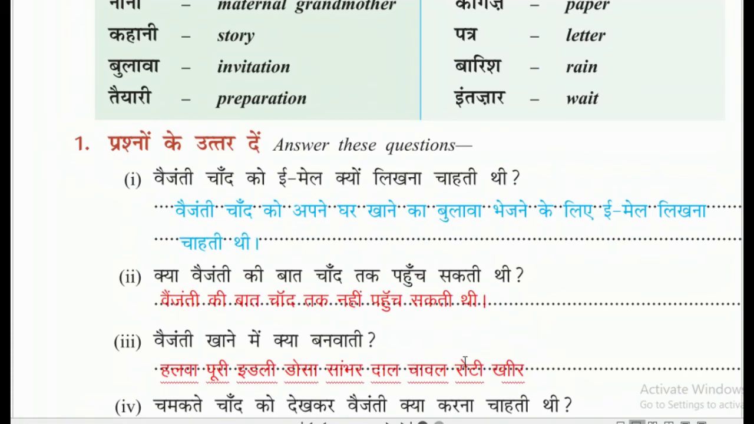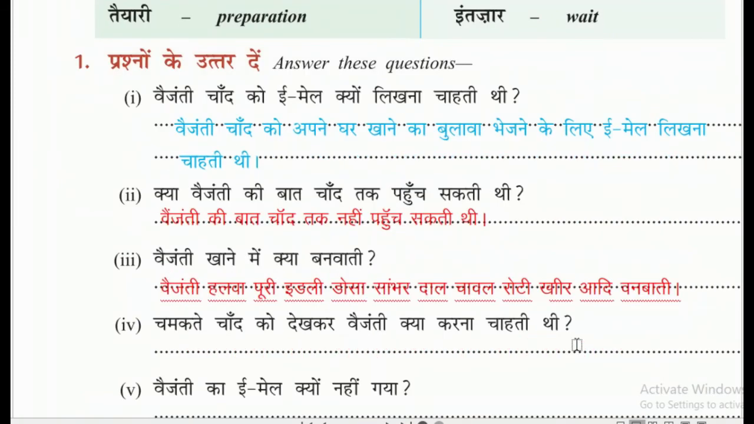So these things you see are prepared for lunch. What did Vaijanti prepare? Halwa, puri, idli, dosa, sambar, dal, chawal, roti, ghee.